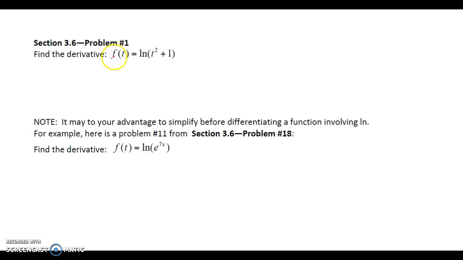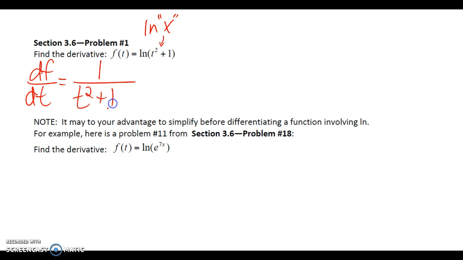Right, let's use that to solve this. The derivative of f with respect to t in this case, it's the ln of some x, right? So first it's 1 over the x times the derivative of that inside, which is 2t. So it's 2t over t squared plus 1.